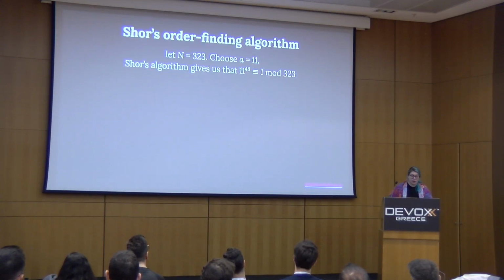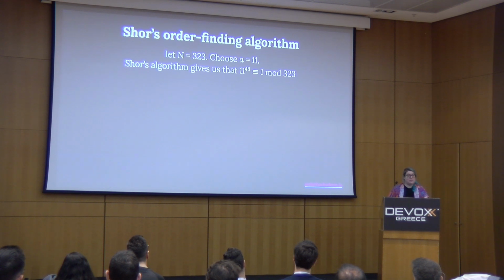Let n be a number that we use for RSA. We've done 323 before. And we just pick a to be 11. Pick that out of a hat, it doesn't matter. Shor's algorithm tells us, using quantum computing, that if we raise 11 to the power of 48, we'll get remainder 1 mod 323. Don't do this by hand. I spent like 15 minutes with Wolfram Alpha to find this out, because I don't have a quantum computer. This is why you use small examples.